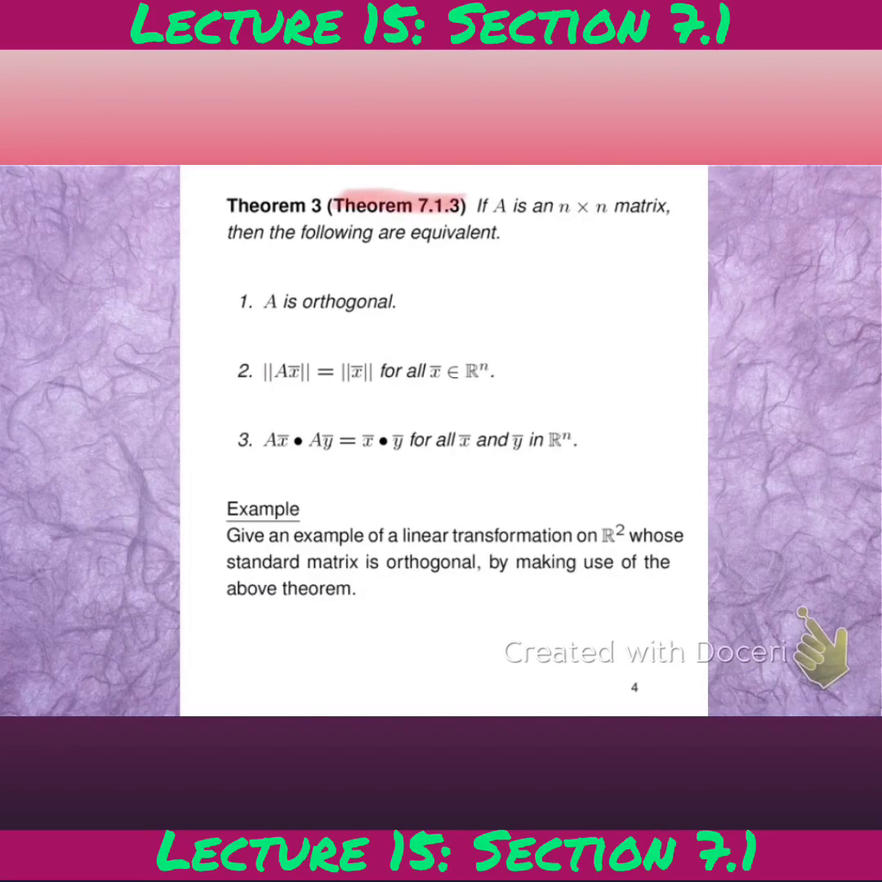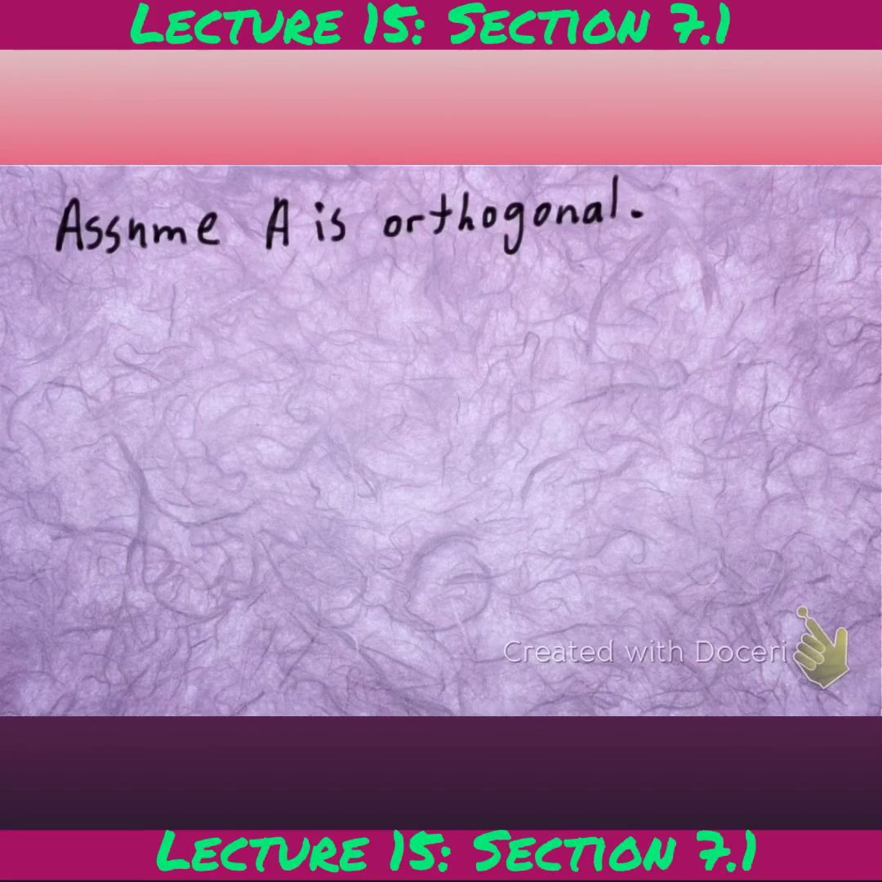Right, so that brings us to Theorem 3.7.1.3. This one says that if A is an n by n matrix, then the following statements are equivalent. So 1 is going to imply 2, 2 is going to imply 3, and 3 is going to imply 1, so we've got the closed cycle there. So let's assume A is orthogonal.